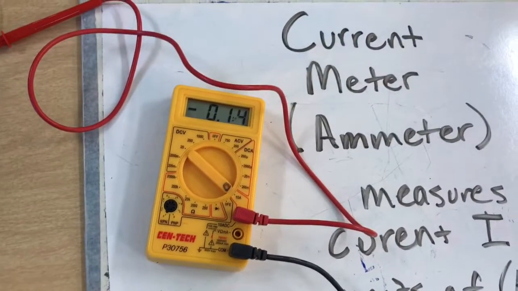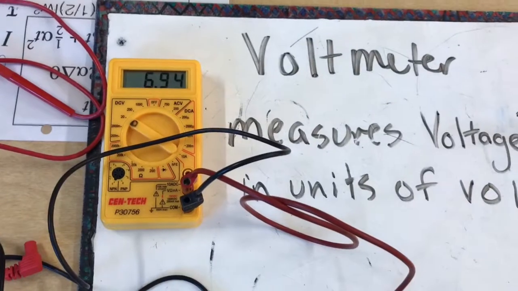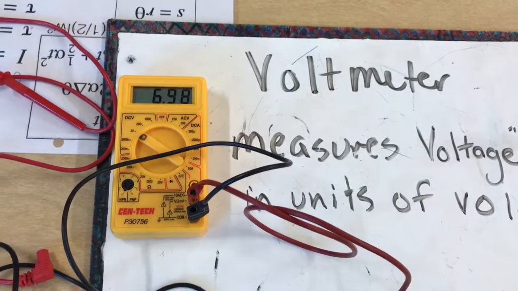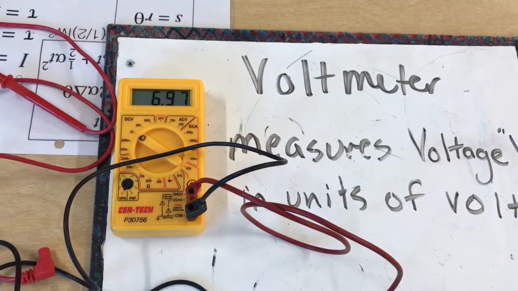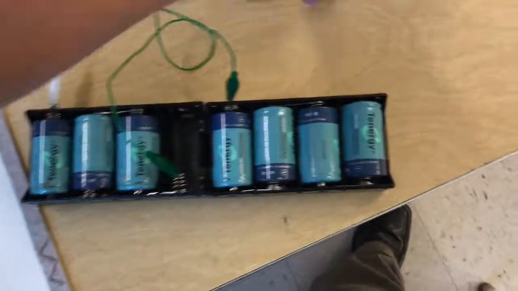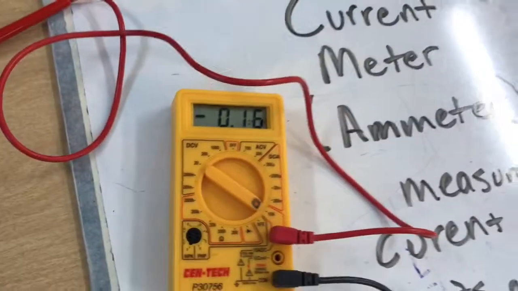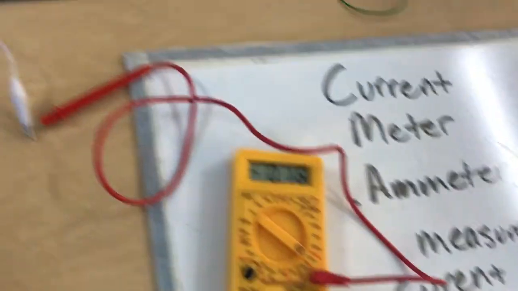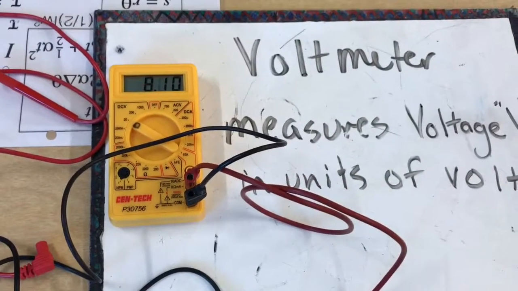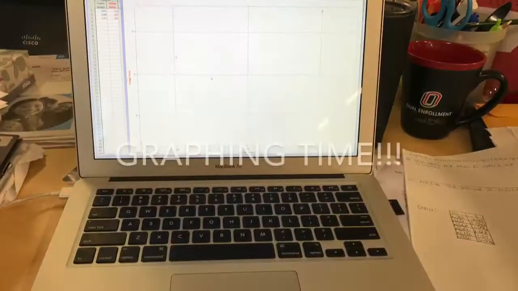Up to 6 batteries now, 0.14 amps and 6.95 volts. It's jumping around. Let's say 6.97 volts. Last one we'll take is 7 batteries. And so for 7 batteries, the current is 0.16 amps and the voltage is 8.12 volts.